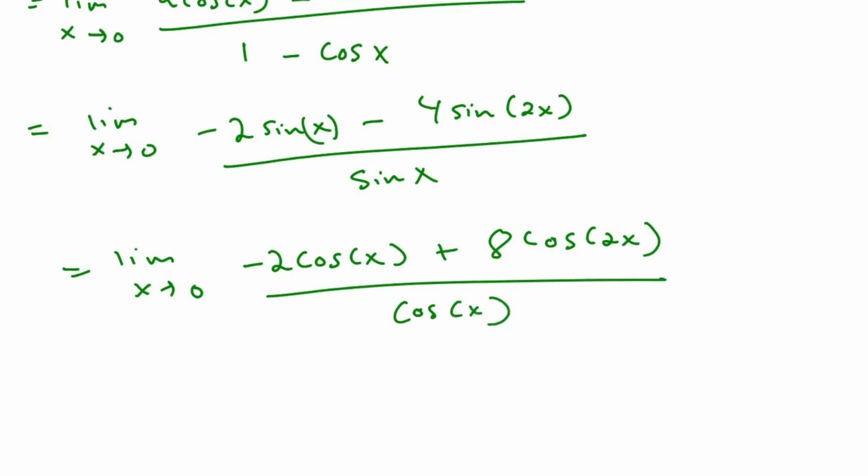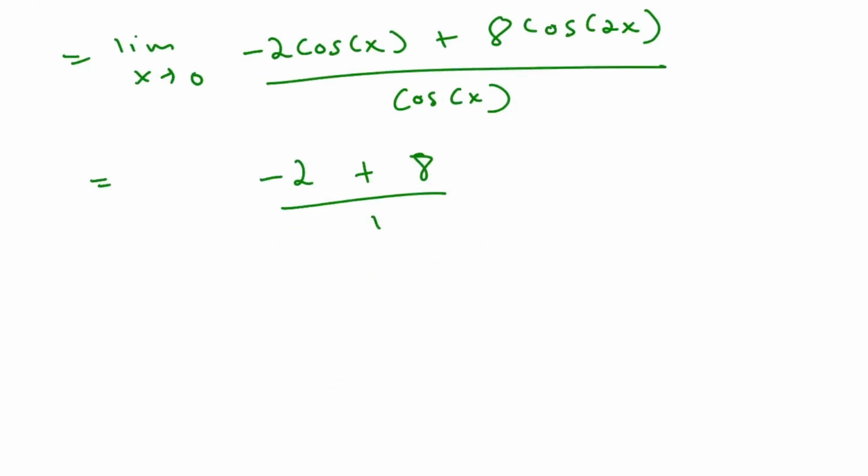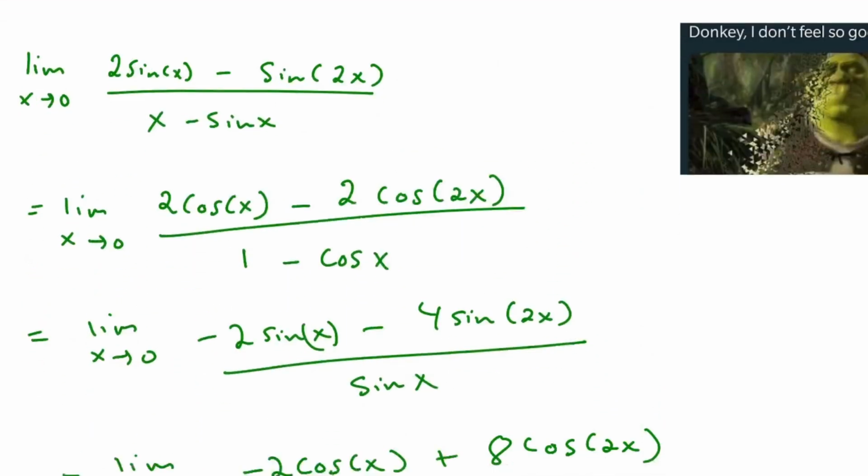And then, now it seems that we can plug in our 0 and we can get some numbers here. Since when we have cos of 0, it's just 1. So it's going to be negative 2 plus 8 over a value of 1. So we get our final answer, which is negative 2 plus 8 over 1, which is our answer of 6. And that's it. That's determination, folks. And that may be necessary when we're using L'Hôpital's rule. That's it.